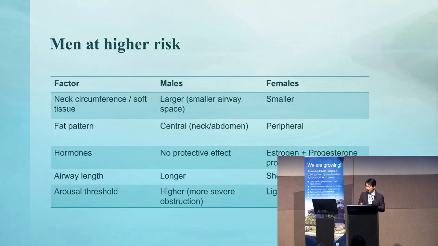In a bit more detail, on neck circumference, men have a larger neck circumference, full of soft tissue, whereas a woman's neck circumference tends to be smaller. Men are also at high risk because of the fat pattern. Men tend to put more adipose tissue from the waist up, whereas women tend to be more peripheral. The female hormones tend to protect. Estrogen maintains muscle tone in the upper airway, and progesterone is a respiratory stimulant. So women, at least until menopause, are more protected. After menopause, then they know how men feel. Men have been suffering.